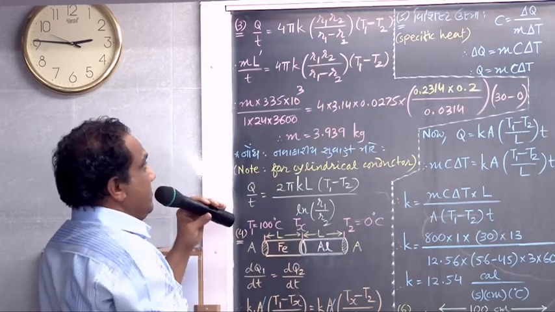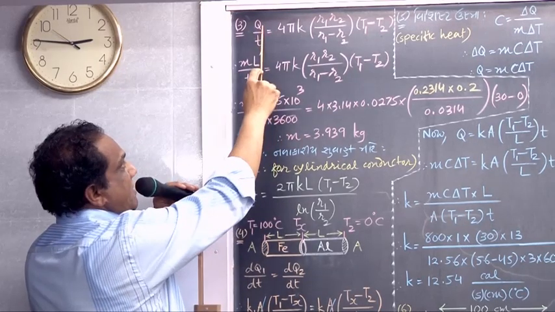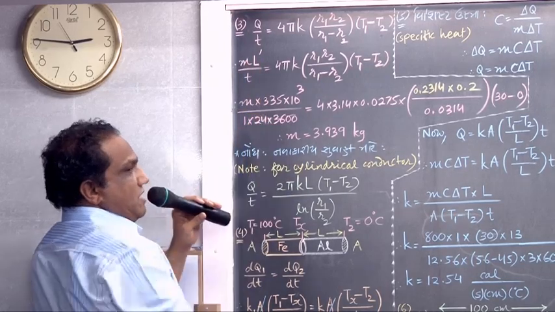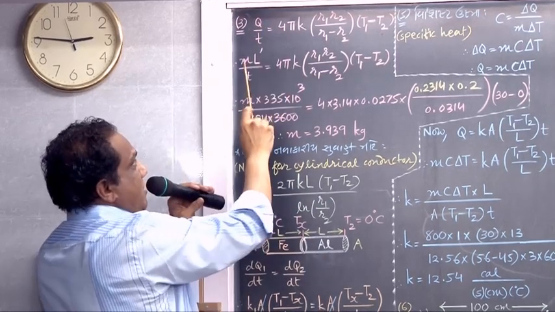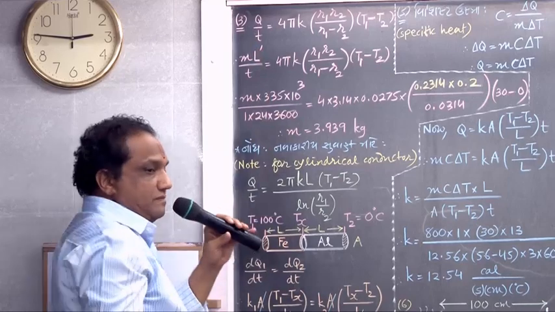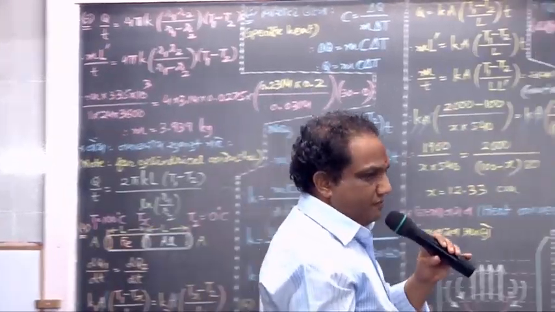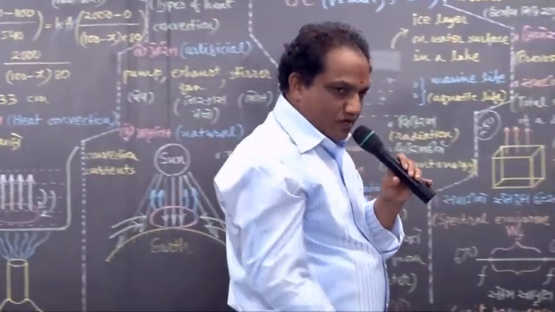Simple. Now, instead of Q, you should write m L dash. Q equals m L dash. Try to understand why Q is equal to m L dash. You know what L dash is here? Latent heat of fusion of ice.